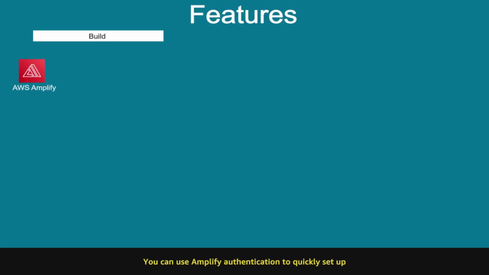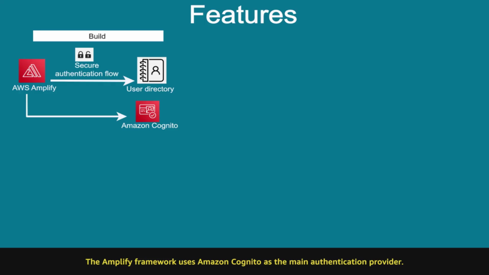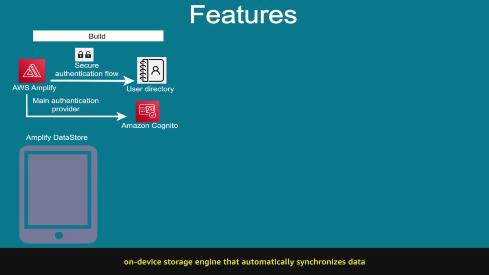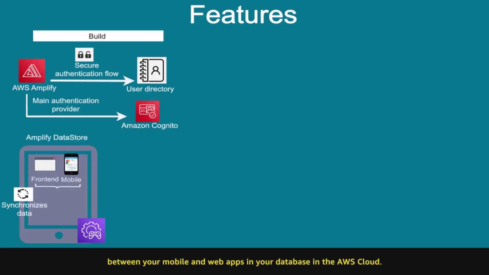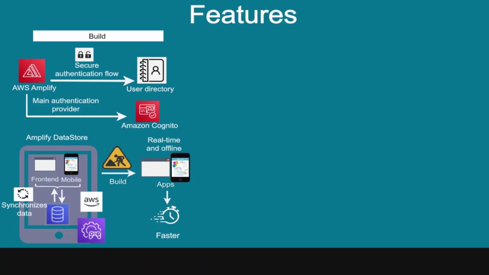AWS Amplify features. Build. You can use Amplify authentication to quickly set up secure authentication flows with a fully managed user directory. The Amplify framework uses Amazon Cognito as the main authentication provider. Amplify Data Store is an on-device storage engine that automatically synchronizes data between your mobile and web apps in your database in the AWS cloud. This helps you build real-time and offline apps faster.